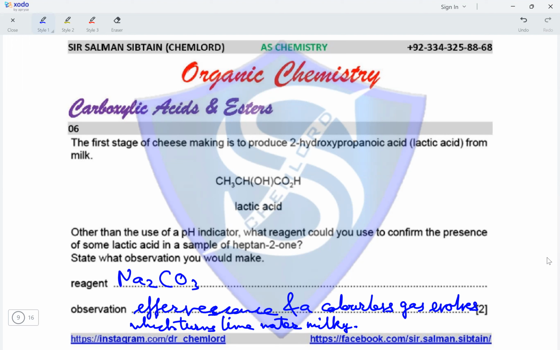Since it is a carboxylic acid, we can form an ester, but then heating would be required. And since the lactic acid contains the OH group that can be oxidized, we can use acidified K2Cr2O7, and the solution will turn from orange to green. So there are a lot of reagents and observations that can be used as a test for the presence of lactic acid.